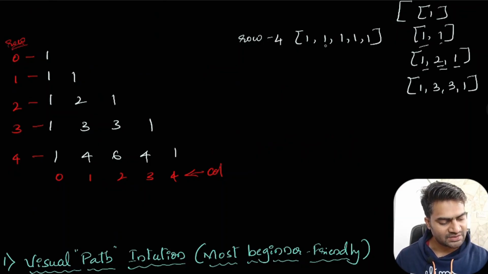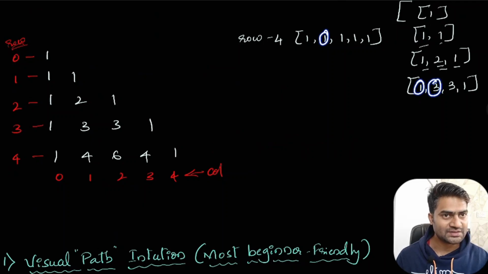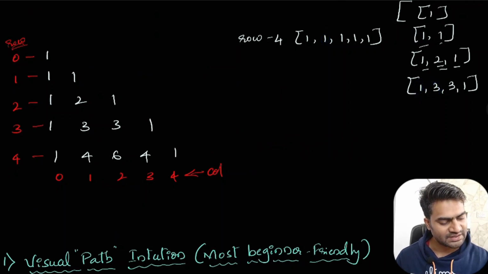Now for this value, I will add up these two values from the result array. So basically it will give us 4, correct, right? So I will change this with 4. Then for this value, it will be this value plus this value, which is 6. So I will replace this with 6.